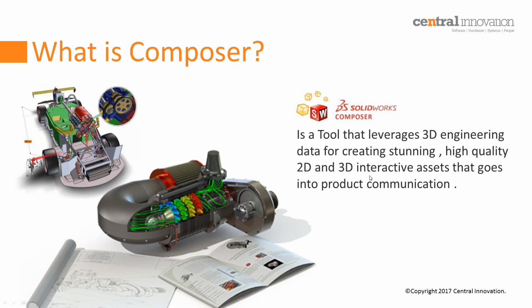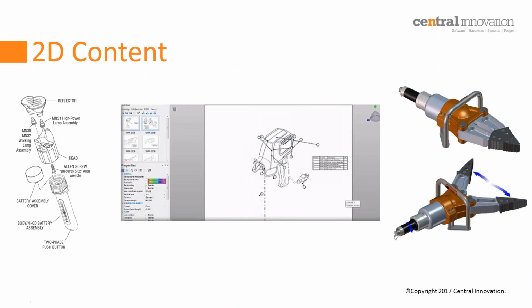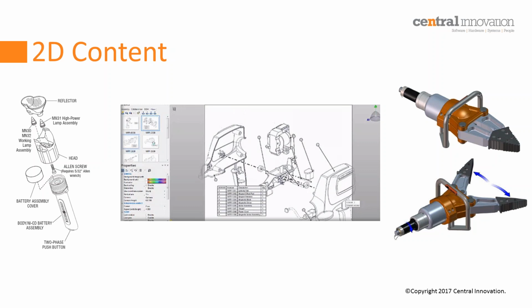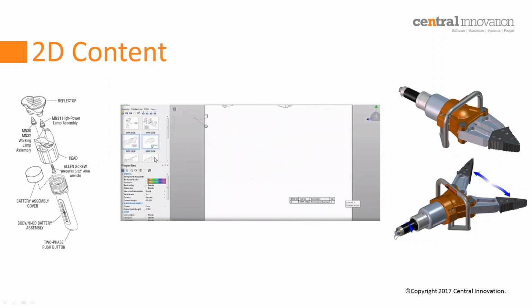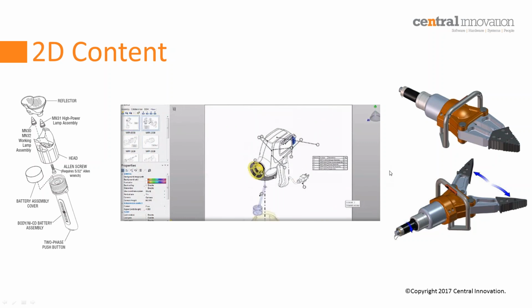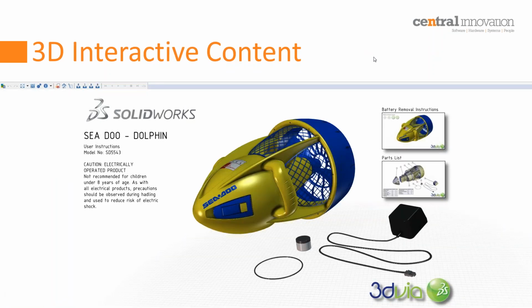And this is not just restricted to SolidWorks. What are the types of files that you can create out of this? You can have 2D content, which can be high resolution images along with exploded views. You can have vector and raster graphics, shaded illustrations, bill of material tables, silhouette to wireframe, flat renderings, you name it. Whatever you could do in regular design software, it's all available here. Besides that, you also have 3D interactive content.